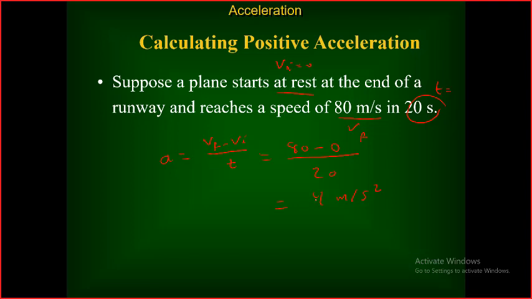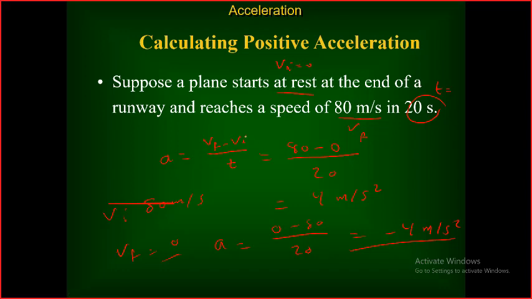Could the acceleration be negative? Of course. That could happen if V final is less than V initial, for example, an object that started the motion at 80 meters per second, and then it comes to rest. V initial is 80, V final is 0. In this case, if you find the acceleration, it will be 0 minus 80, divided by the time. If it is 20 as well, we will end up with negative 4 meters per second squared.